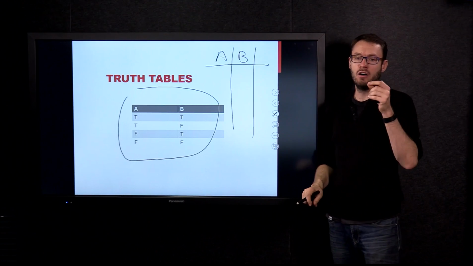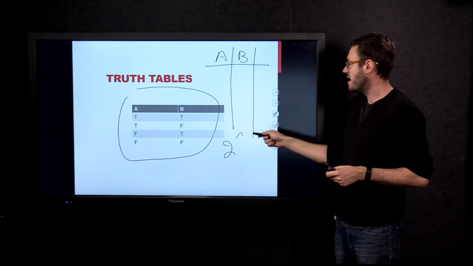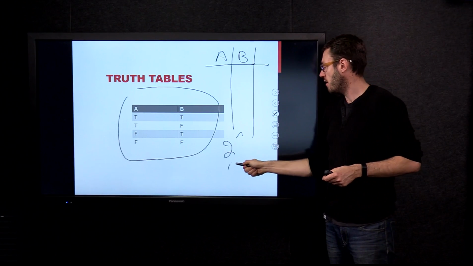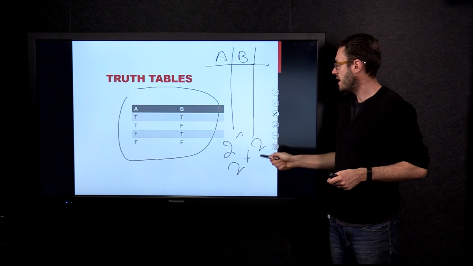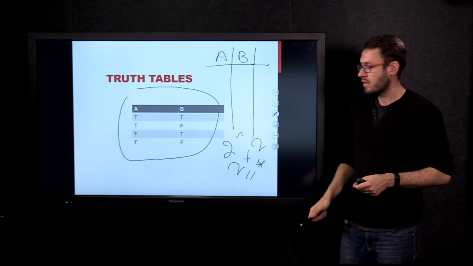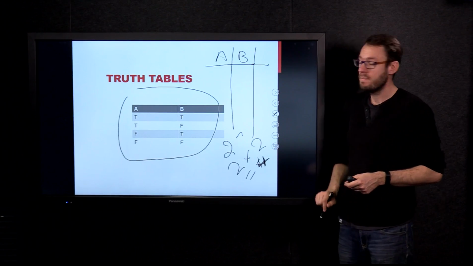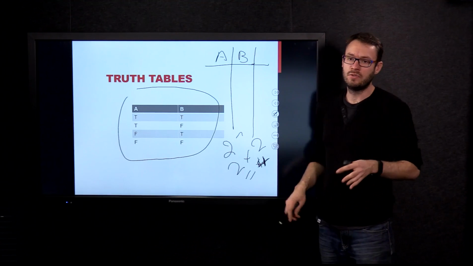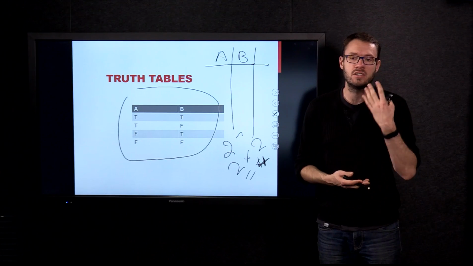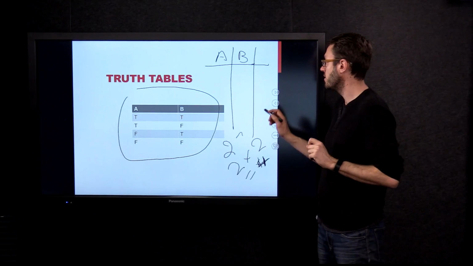and the number of lines in the truth table is 2 to the power of n, where n is the number of basic propositions. So if I've got 2 basic propositions, then the number of lines in the truth table is going to be 2 times 2, which is equal to 4. Okay, 2 times 2 equals 4, and so that's going to give us 4 lines in the truth table. If I have 3 basic propositions, then it's going to be 2 to the power of 3, which is going to be 8, and so on. They get big very quickly, which is something that we'll return to later on.